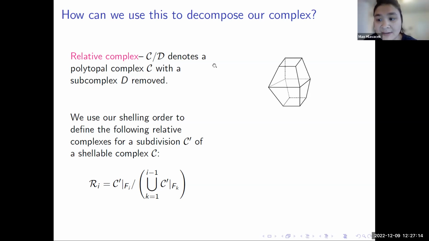And so we're going to use our shelling to construct some specific relative complexes. Here's the specific notation for what we're going to do, but let's actually look at a picture. Imagine that all of the faces of this thing are already subdivided barycentrically. I just didn't want to draw them on the big picture because then there would be way too many lines.